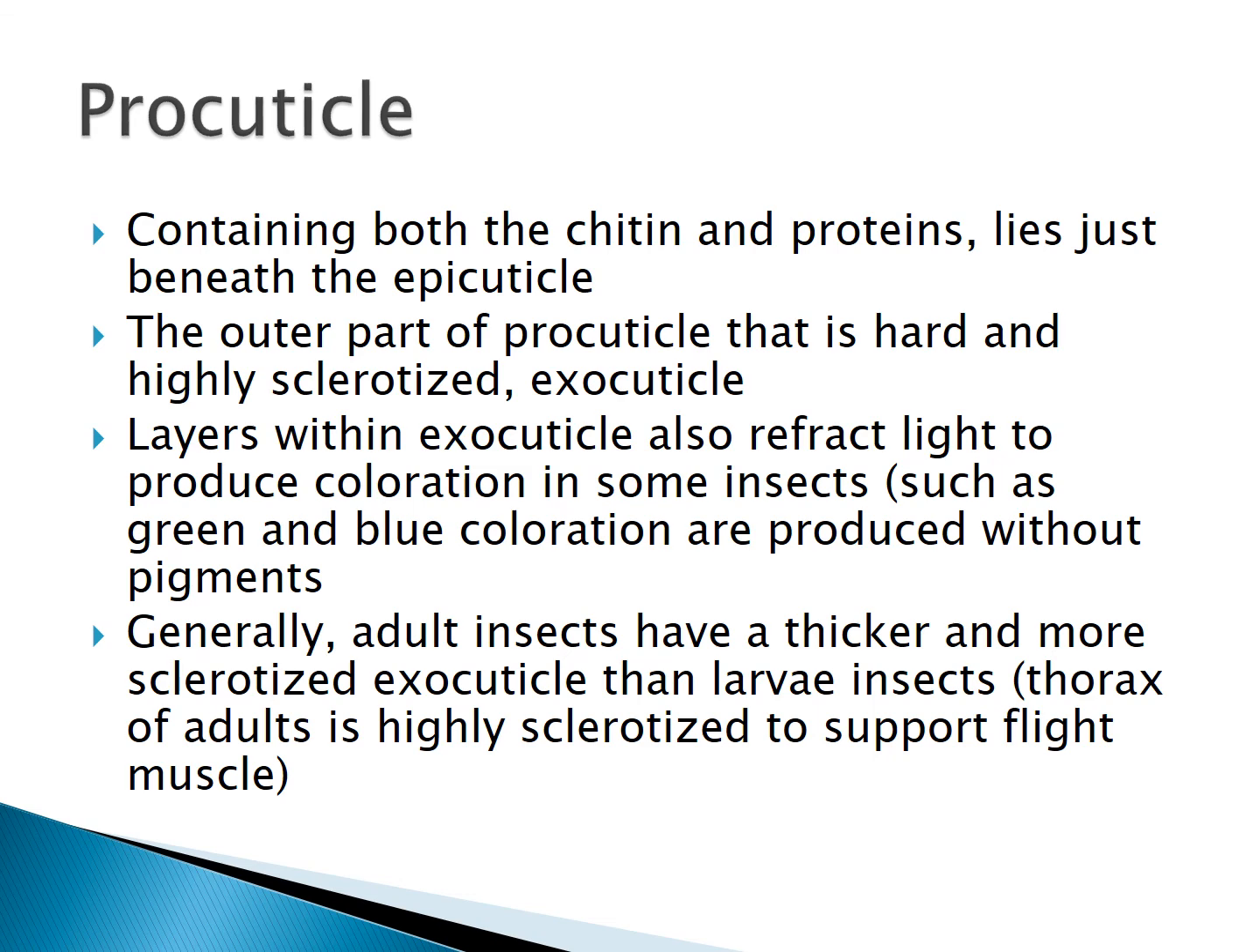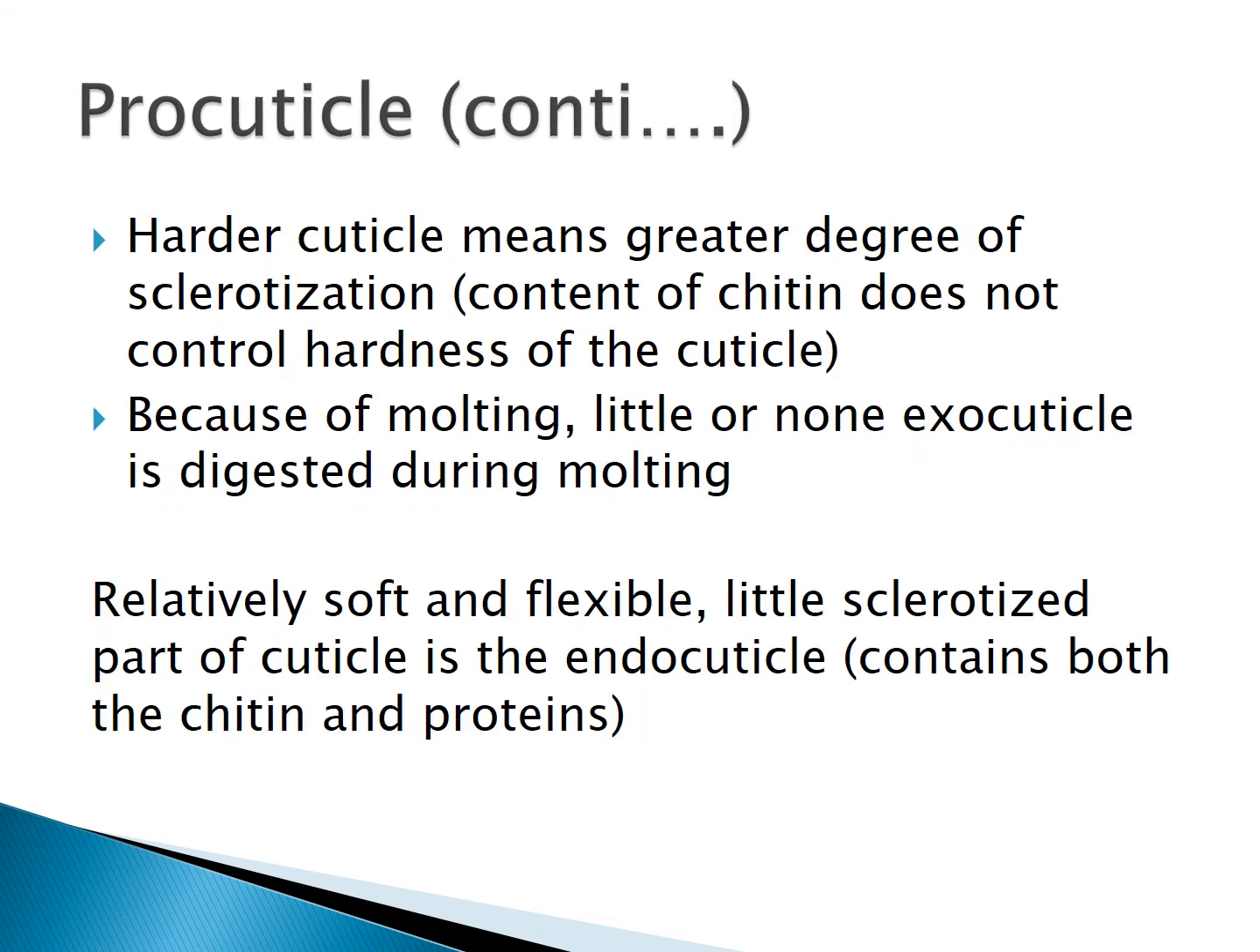In some insects, colorations such as green and blue are produced without pigments. For example, in bumblebees, and in flesh flies, there are also some colored flies. Generally, adult insects have a thicker and more sclerotized exoskeleton than larval insects. The thorax of an adult is highly sclerotized to support flight. A harder cuticle means a greater degree of sclerotization. The content of cutin does not control the hardness of the cuticle.